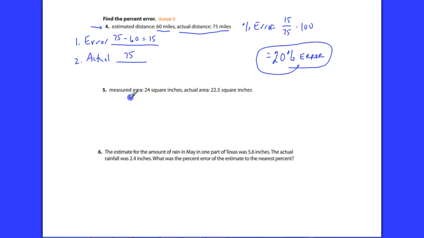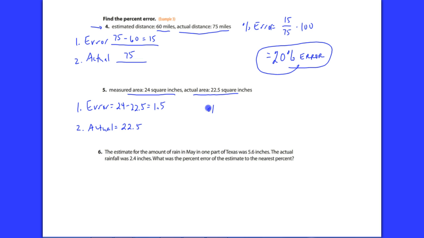Let's say that you measured an area of 24 square inches. However, the actual area was 22.5. And you want to figure out, what was the percent of error in that measurement? Well, you need to figure out how much did you miss it by? Well, the error would be 24 minus 22.5. Well, 24 minus 22.5, that's 1.5. And then you want to know what was the actual. And the actual was 22.5, right? It tells you right there in the question the actual is 22.5.